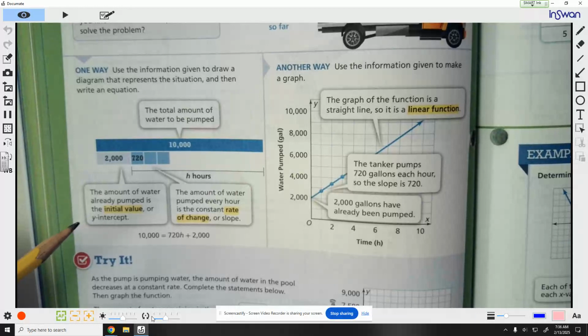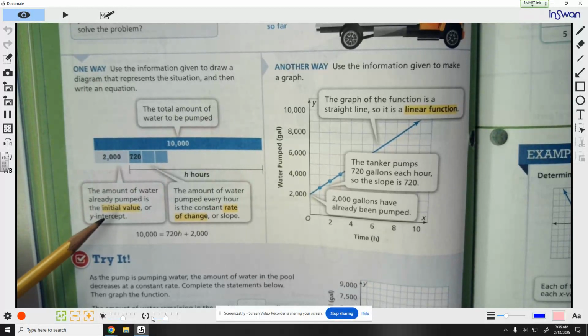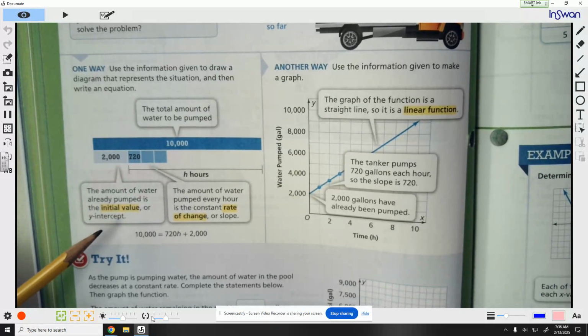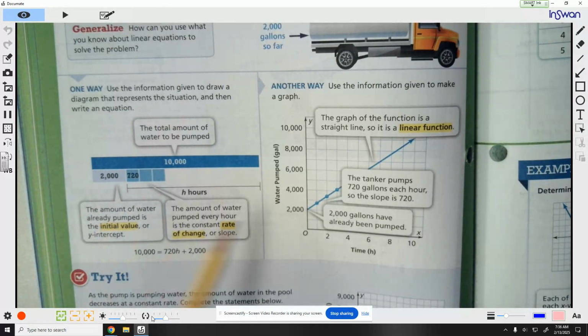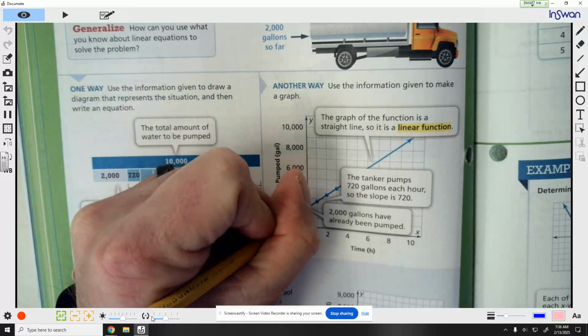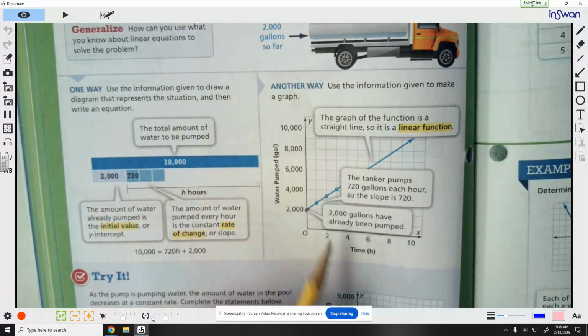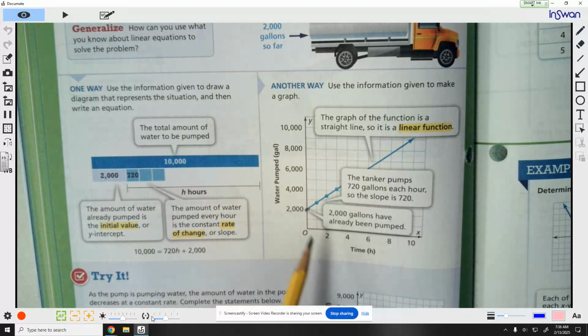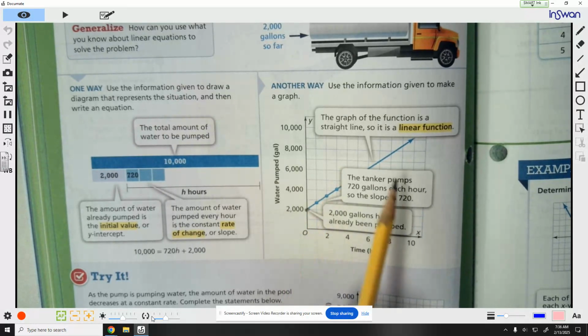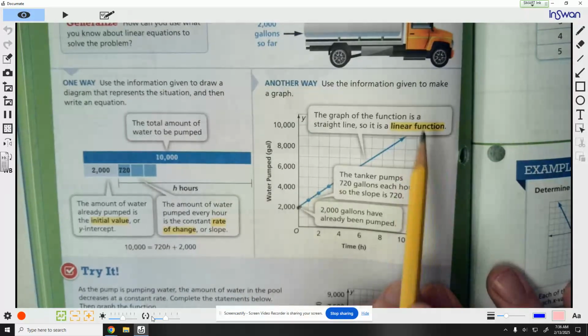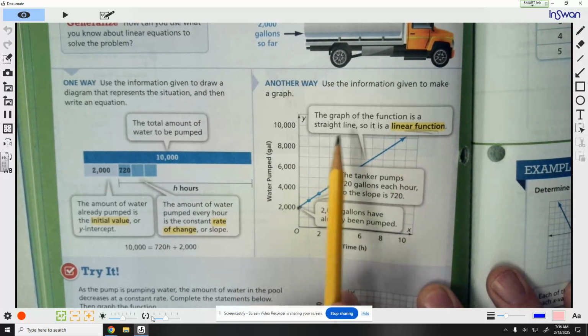Okay, so going down and trying to understand this problem a little bit more, we see the amount of water already pumped is our initial value, our y-intercept. So again, the y-intercept is where it's going to touch the y-axis. And that 2,000 represents the gallons that have already been pumped. And then we see a unit rate here of 720. So every hour, it's going to increase by 720 that's being pumped out. Okay, this is what we call a linear function.